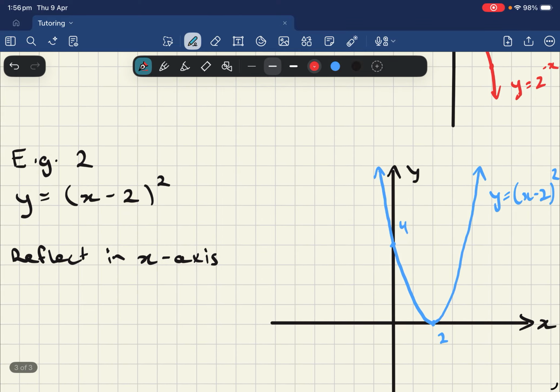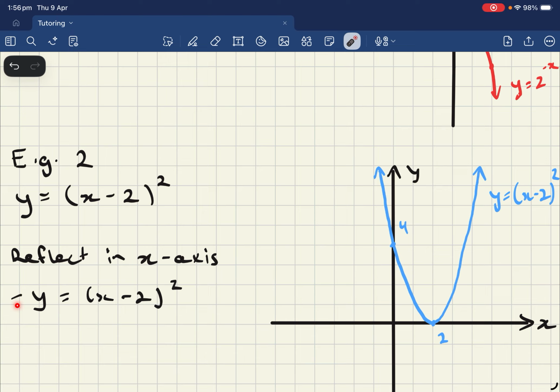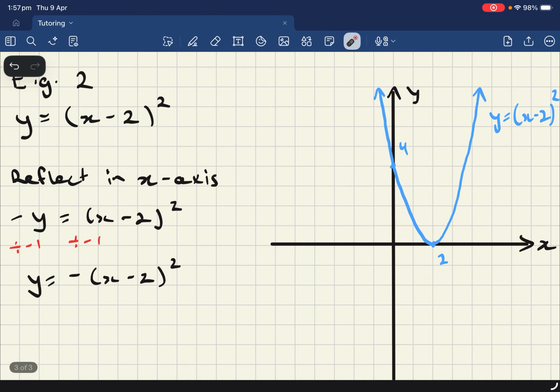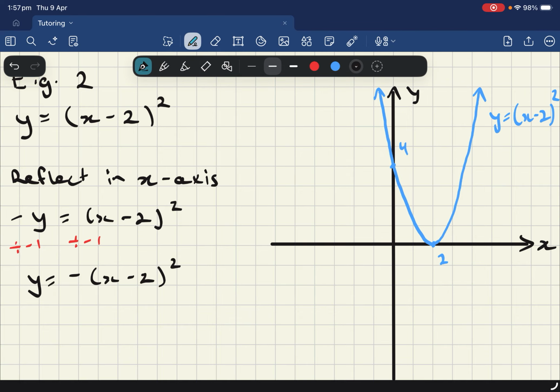Now, applying this to that same quadratic as in the previous example, we want to reflect it this time in the x-axis. So remember, when we want to reflect in the x-axis, we replace the y with -y. Now, with our rules, remember, we usually like y on its own, so we can get rid of this factor of -1 by either multiplying or dividing both sides by -1, and I'm going to get positive y equals -(x minus 2) squared.